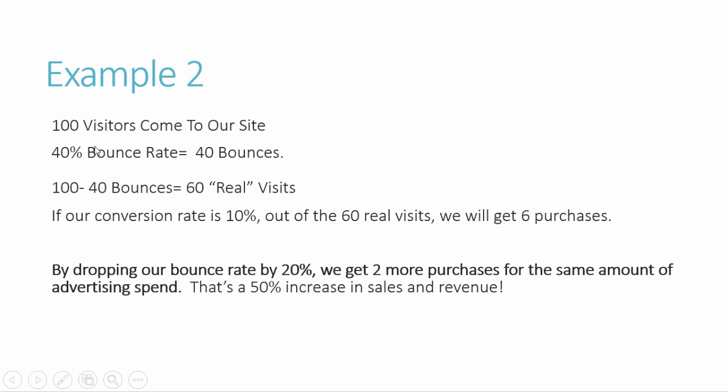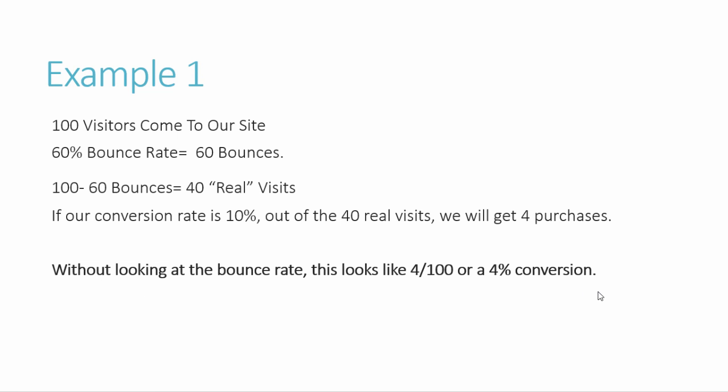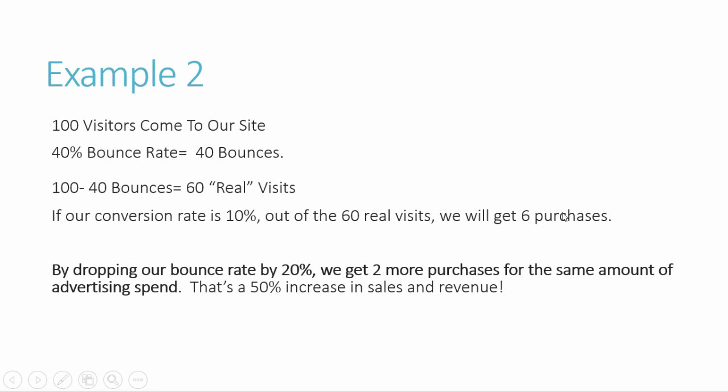If we have a 40% bounce rate, 40% bounce rate out of 100 visitors means 40 bounces. 100 visitors minus 40 bounces is 60 real visits. If our conversion rate is still 10%, out of the 60 real visits, we'll get 6 purchases. So by dropping our bounce rate by 20%, from 60% to 40%, we get 2 more purchases for the same amount of advertising spend, right? Because we had 4 purchases here, now we have 6 purchases. So between 6 and 4 purchases, that's a 50% increase in sales and revenue just by lowering our bounce rate.